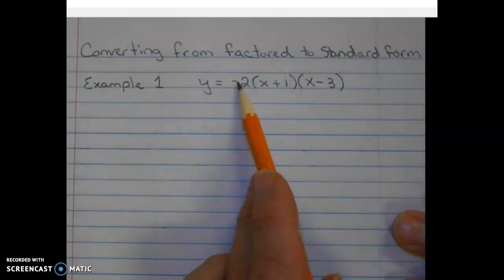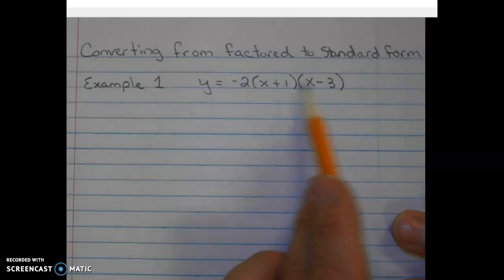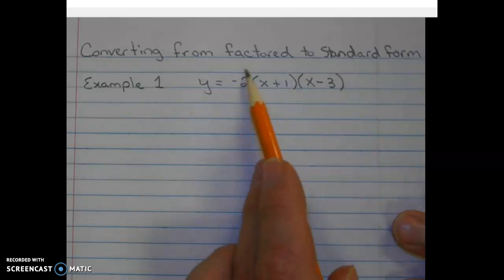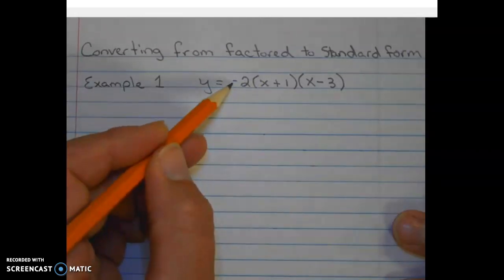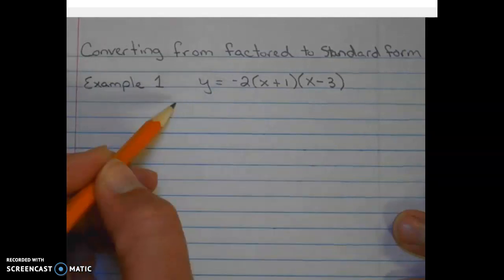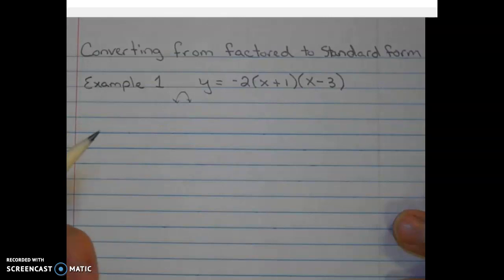So remember, the key features here are the roots, and it does tell us a couple of transformations as well, looking at the a value. Since the a value is negative, we have a parabola that's opening down. Okay, just as a reminder. So go ahead and convert this.